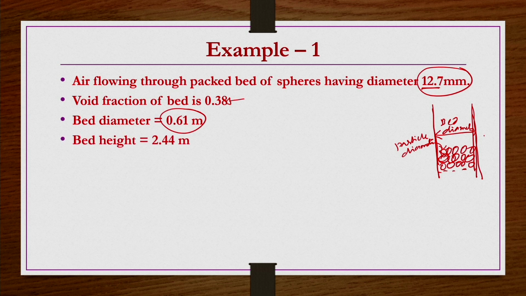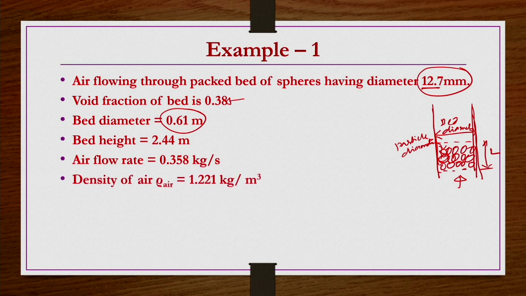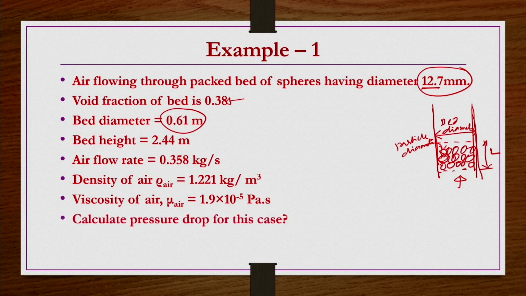Bed height L, the packing height, let us say you packed up to this part. The packing height is L, not the length of the entire column, only the packing height. It is 2.44 m, and air is flowing through this bed at 0.358 kg per second. The volumetric flow rate is not given, the mass rate is given. The density of air is 1.21 kg per meter cube, and the viscosity of air is 1.9 into 10 power minus 5 Pascal second. Calculate the pressure drop.